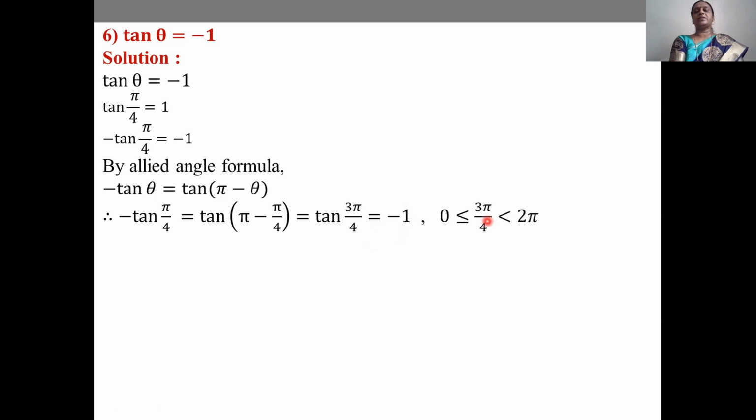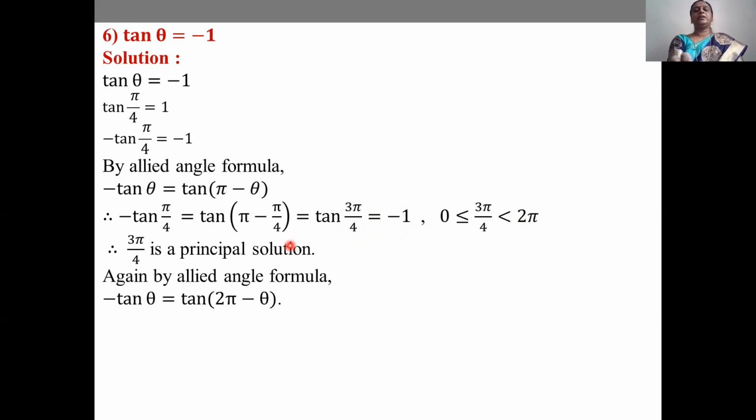If we convert this angle into radians, this angle is 3 pi by 4. If you convert this angle into degrees, then this is the angle of 135 degrees, which obviously lies in the interval 0 to 2 pi. Therefore, 3 pi by 4 is our first principal solution.